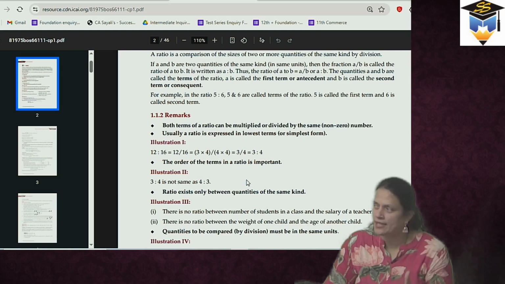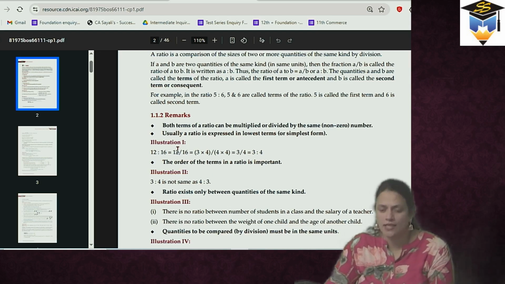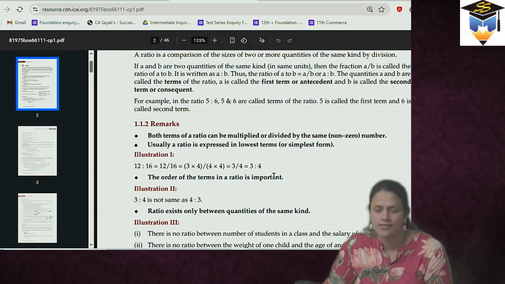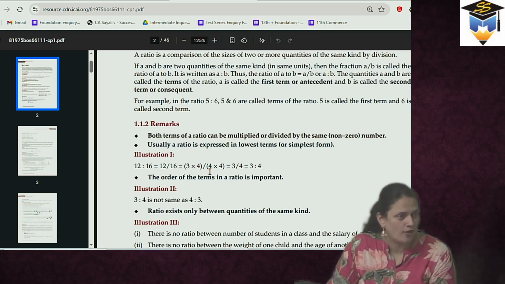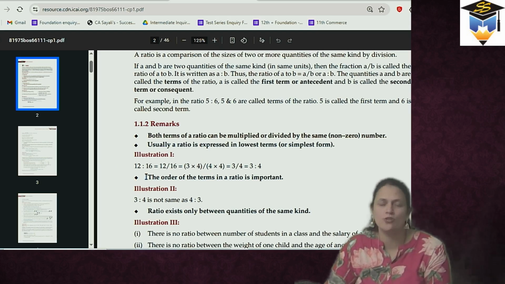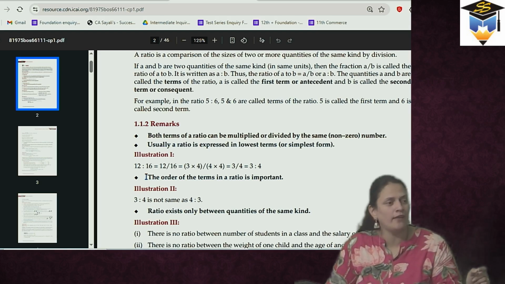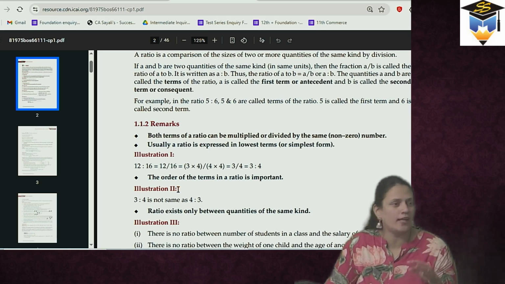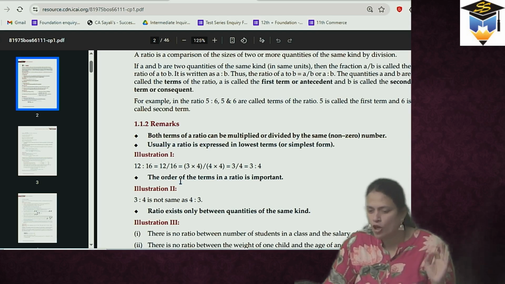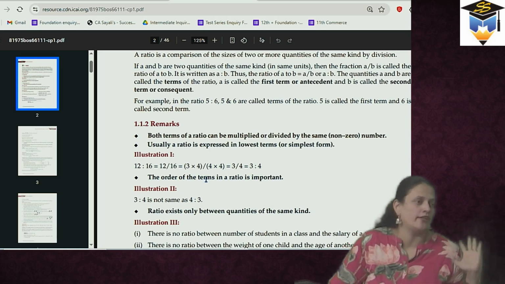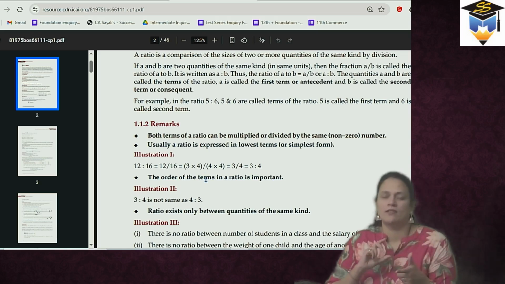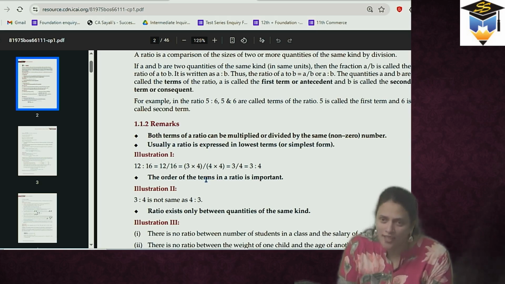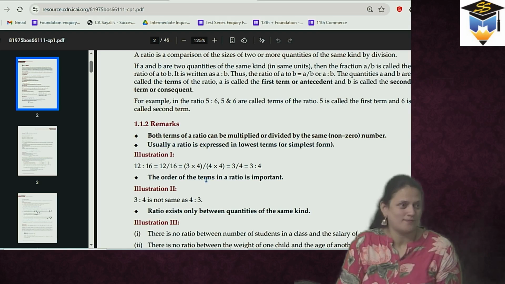Here they have told us you have to find out 12:16. As we have already discussed, you have to reduce it to the lowest form. So the ratio 12:16, you have to divide it by 4. So what lowest form will we get? 3:4. The order of the terms in a ratio is very, very important. If someone interchanges the consequent and antecedent, will you get the same answer? But students do this because of lack of practice. Okay.